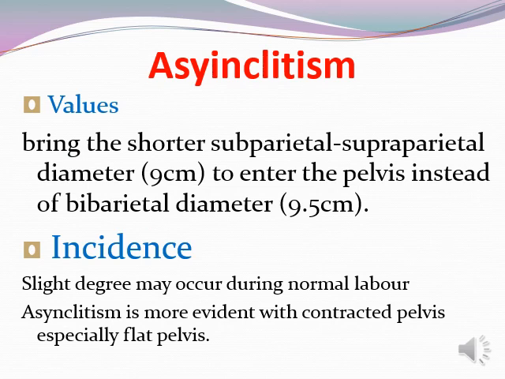What is the value of asynclitism? It brings the shorter subparietal-supraparietal diameter, which is 9 cm, to enter the pelvis instead of the biparietal diameter, which is 9.5 cm. A slight degree may occur during normal labor. Let's say it is a step during normal labor, but it has to be of slight degree. Asynclitism is more evident with a contracted pelvis, especially a flat pelvis.